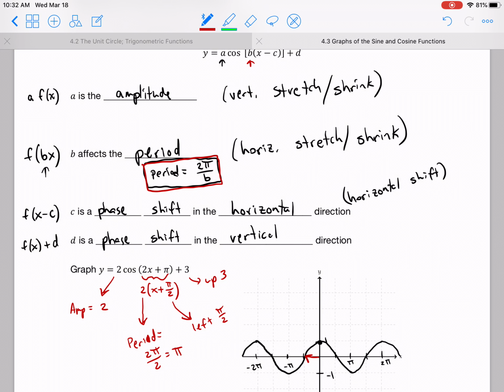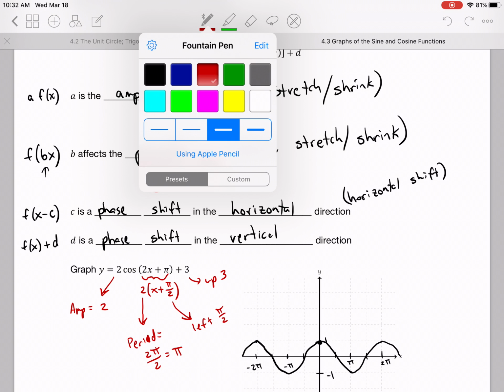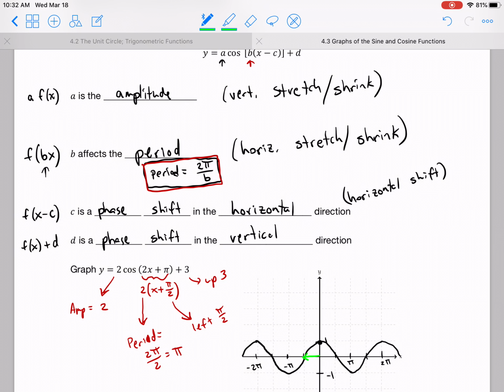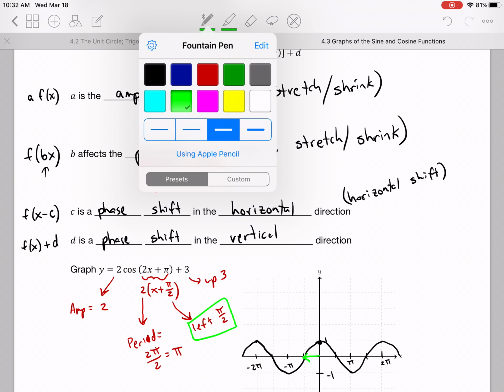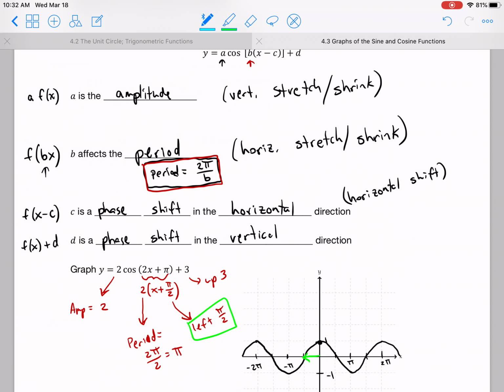For these, we can simply move it left pi over 2. Maybe I'll do this color-coded. I think that's going to be left pi over 2. That's this part. Then we're going to go up 3. 1, 2, 3 to right there. So that's the up 3, okay? And so that puts our starting point right there. That's where the origin moved to.